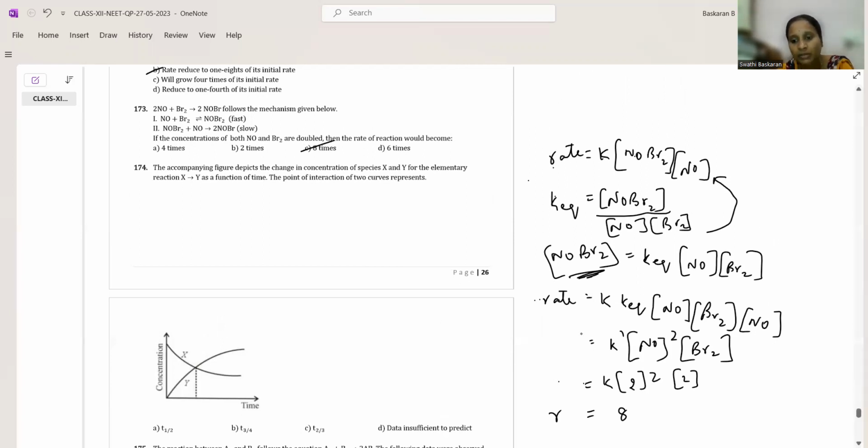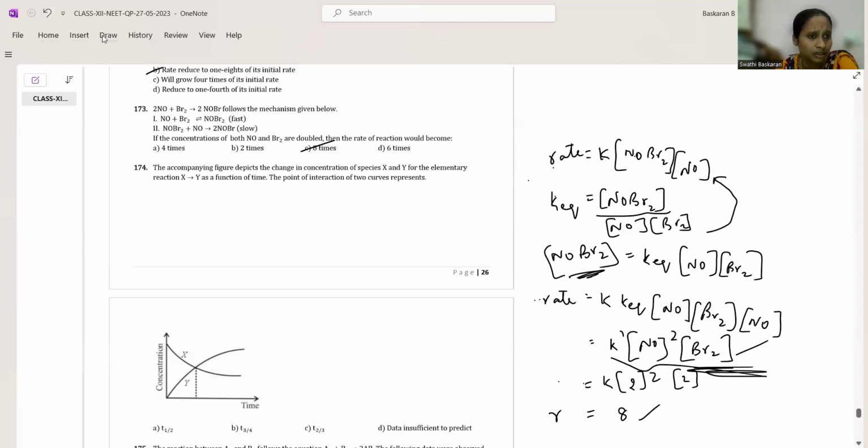Without determining the order of the reaction, definitely you will not be able to solve this question, because they are asking if the concentrations of NO and Br2 are doubled, then the rate of the reaction would become how many times. So in order to solve this question, the first and foremost important thing is to determine the rate law. If this rate law is not determined, then how will you substitute 2 power 2 and 2? Not possible, right? So we have to first determine the rate law. Second, we determine how many times the rate is increasing if the concentrations are doubled. So hope you understood this question.